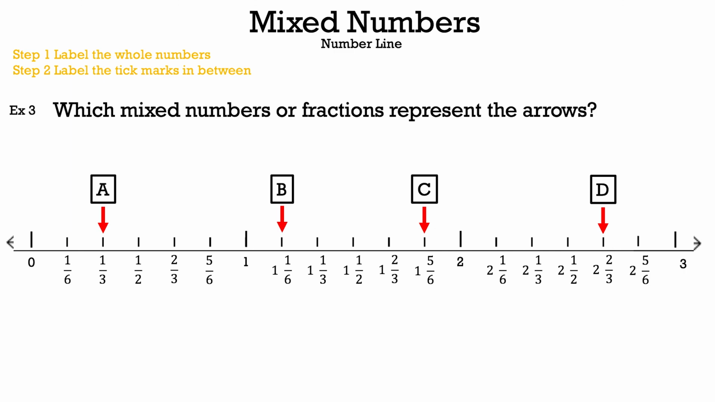And now we can go ahead and say the answers. A is equal to 1/3, B is equal to 1 and 1/6, C is equal to 1 and 5/6, and D is equal to 2 and 2/3. Okay? So now let's take a look.